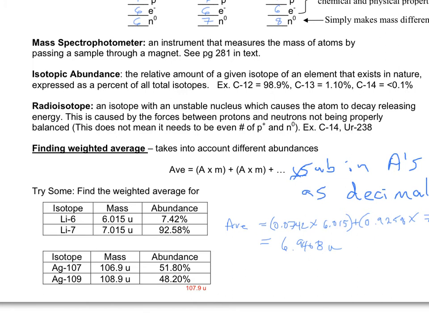The reason why they decay is because the forces between the protons and the neutrons are not properly balanced in the nucleus. That means they either have too many protons or too many neutrons so that the nucleus can't stay together. It does not mean that a stable isotope needs to have the same number of protons and neutrons.